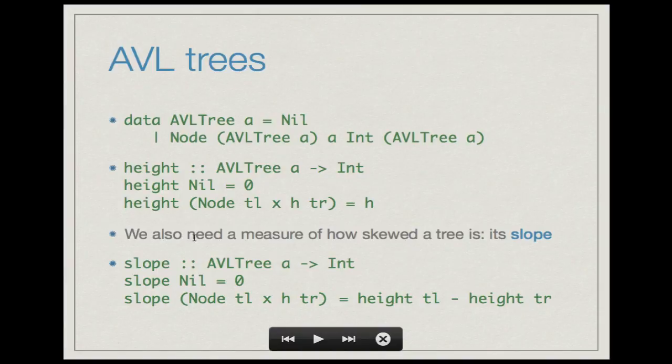We also need a measure of how skewed a tree is, namely its slope, and we define it as follows: slope of nil is 0, slope of node TL x h TR is nothing but height of TL minus height of TR. We use this to determine whether a tree is still balanced or not. If slope is greater than or equal to 2, or less than or equal to minus 2, then we know that the tree has an imbalance.